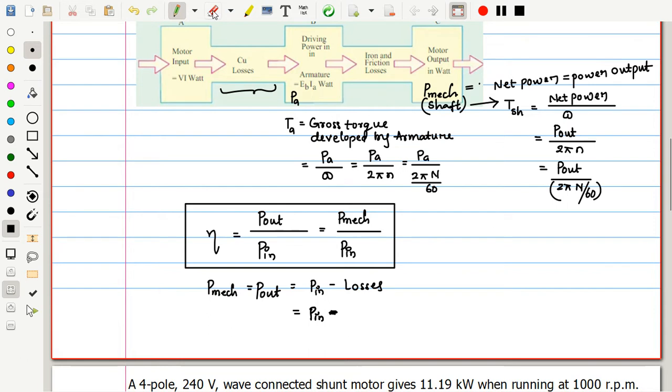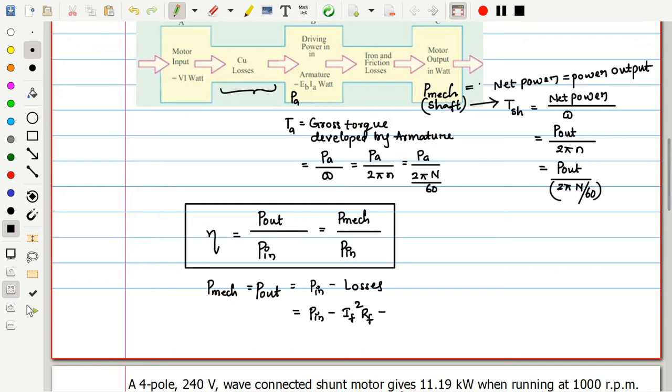One is P in minus copper losses. It depends on the type of machine, whether it is a series machine or a shunt machine. So field losses will be there, that is IF squared into RF. If it is a compound machine, you will have both shunt and series currents, so both field losses. If it is shunt, IF will become ISH. If it is series, IF will become ISC, like that.